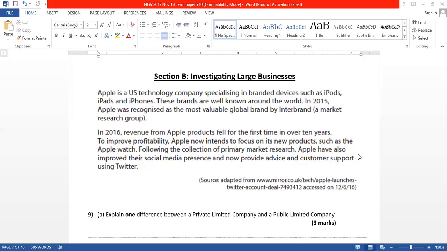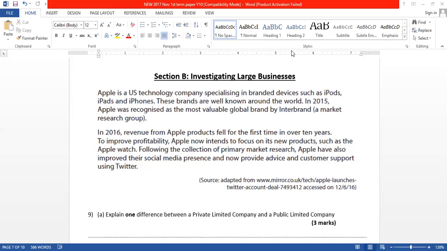Hi everyone. Investigating large business section. So this is the year 10 first term examination on the business studies 2017 past paper. Here we have taken the large business case study as Apple. Right? If we read the case study, investigating business.